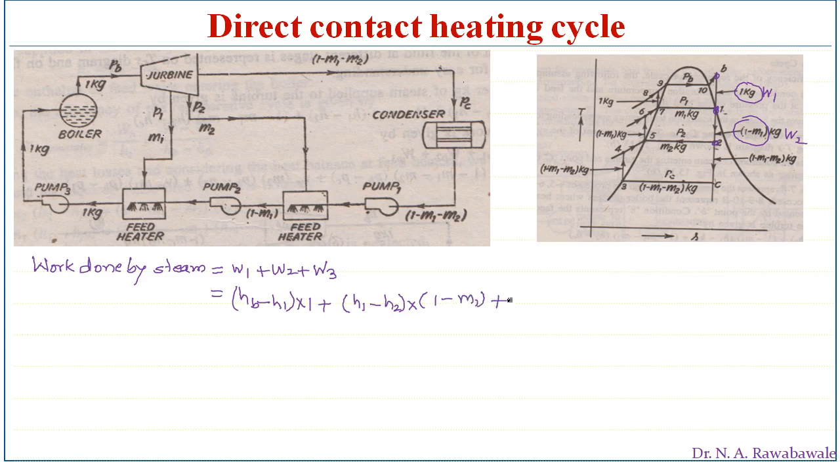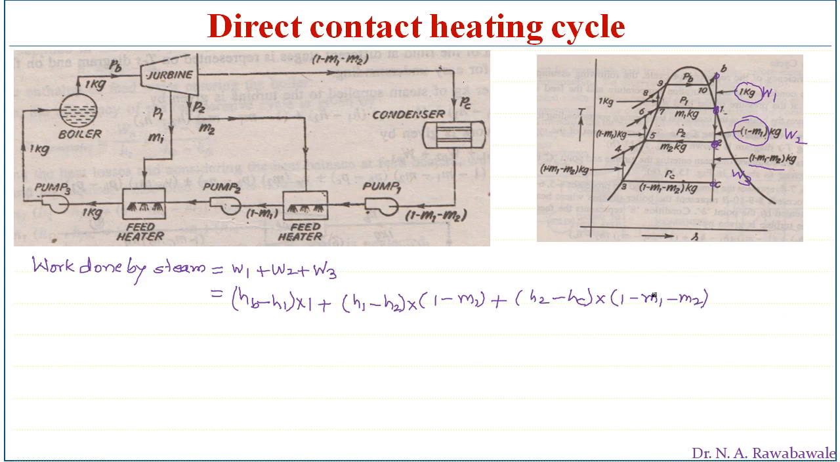Then plus work number 3, which is done between point 2 to C. Work 3 is done by the mass of steam 1 minus m1 minus m2. So here the enthalpy difference is H2 minus HC, into 1 minus m1 minus m2. So this is the work done.